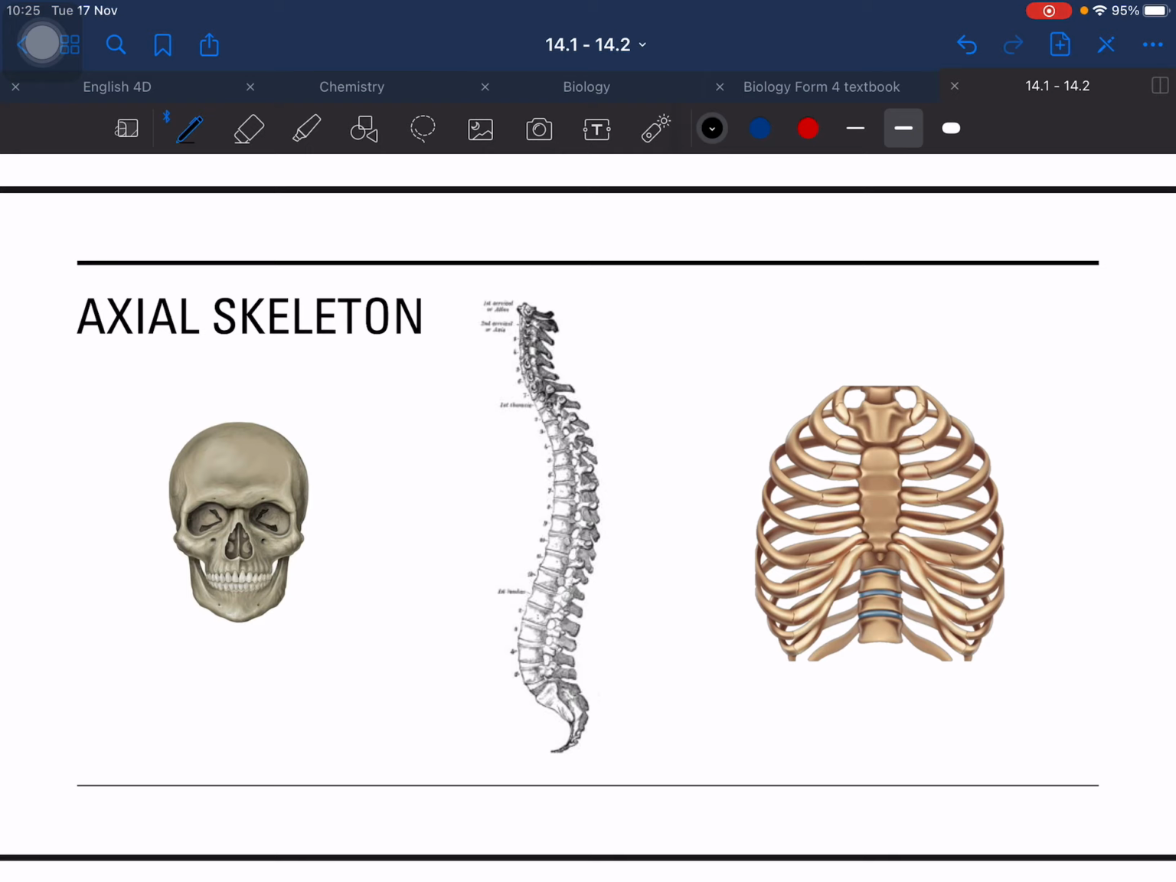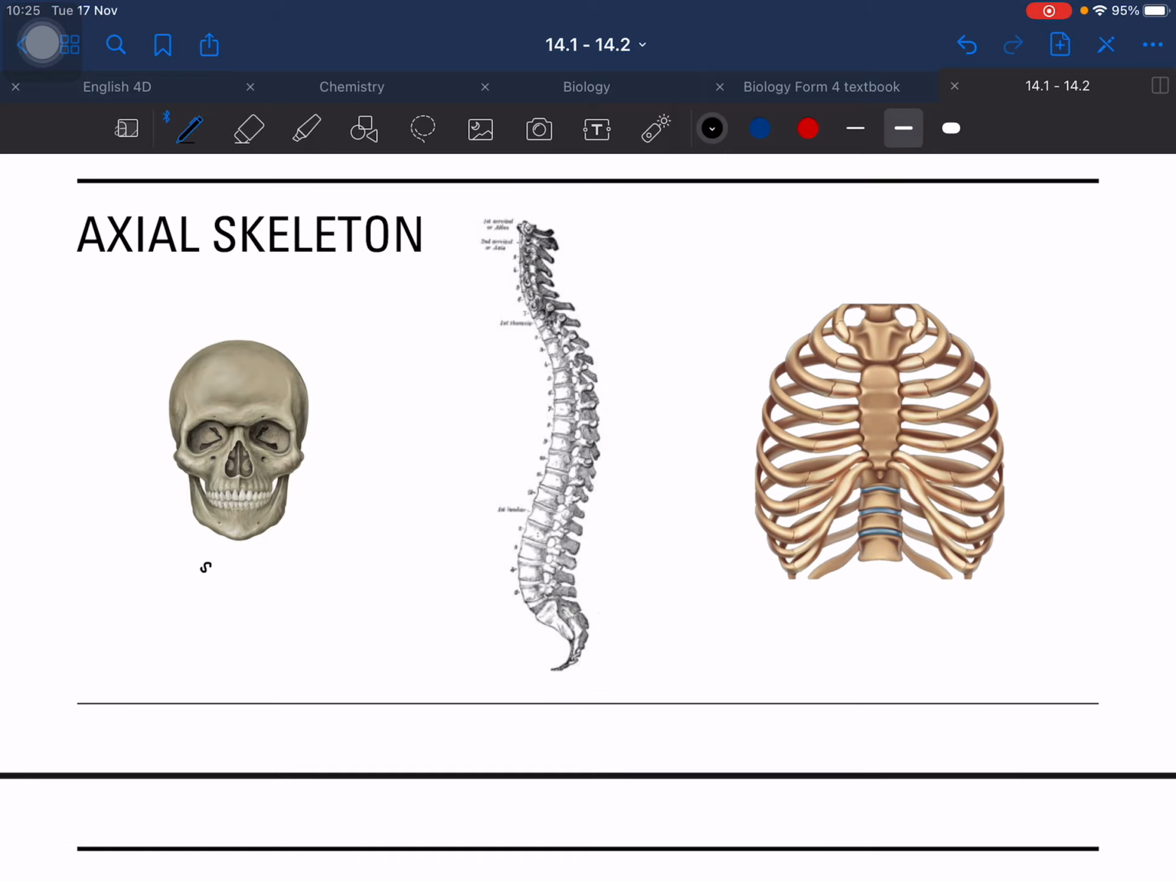So you have your skull. This is your skull. And you have your rib cage. This is your rib cage. And sternum. Your sternum would be this one, right? Sternum. Oh, let's make a straight line. Okay. I love technology. Okay, sternum.